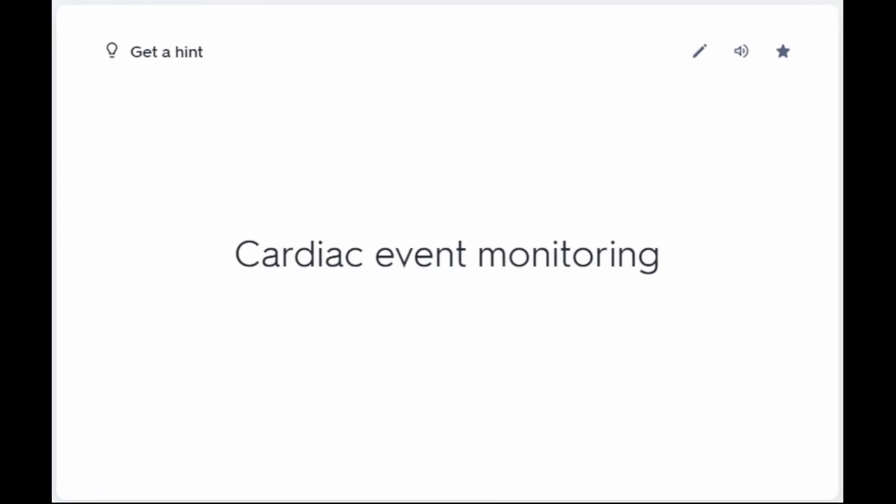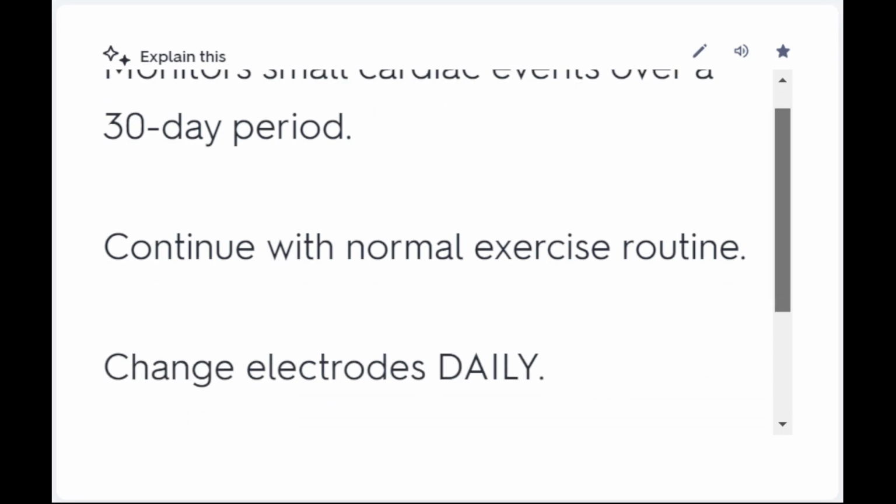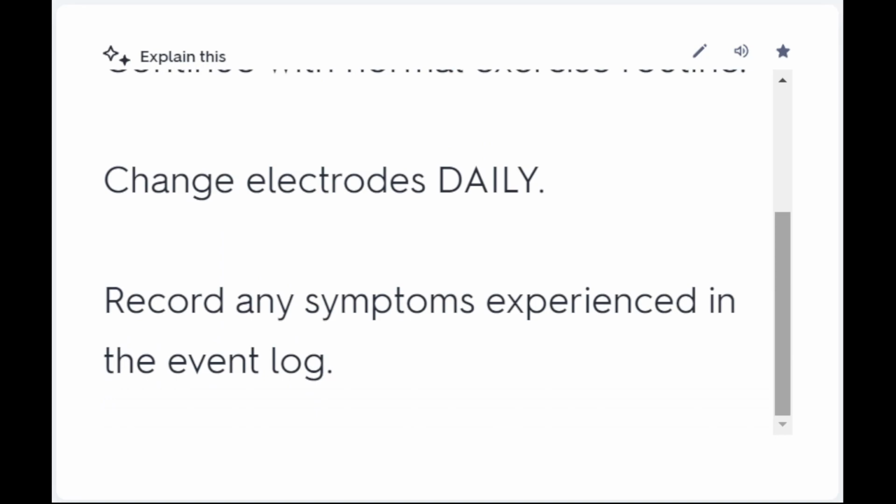Cardiac event monitoring. Monitor small cardiac events over a 30-day period. Continue with normal exercise routine. Change electrodes daily. Record any symptoms experienced in the event log.